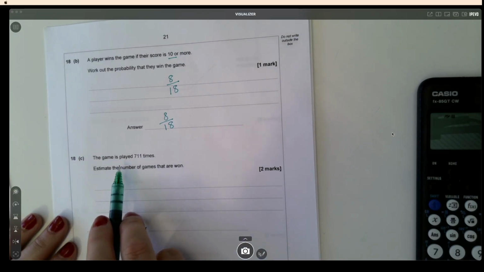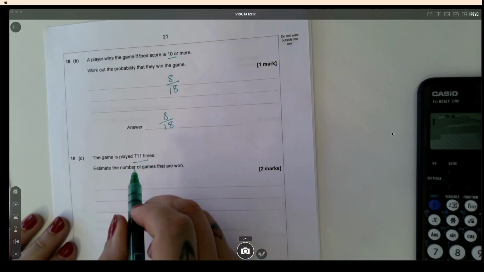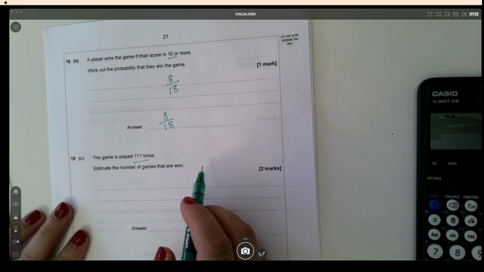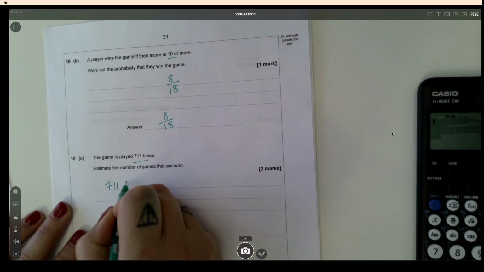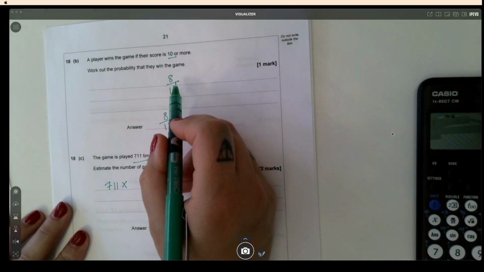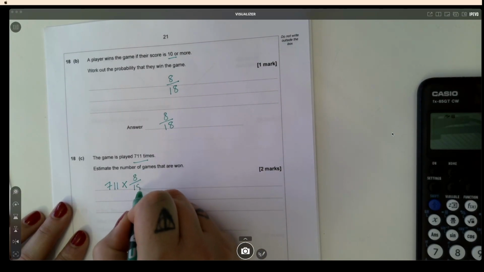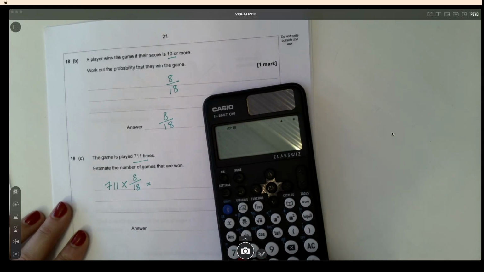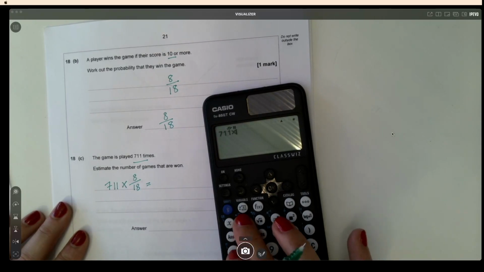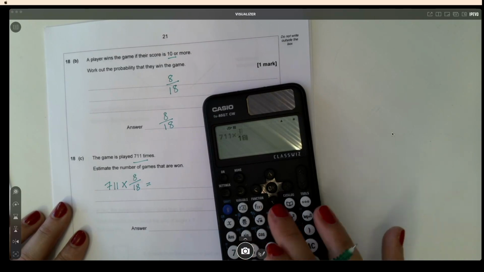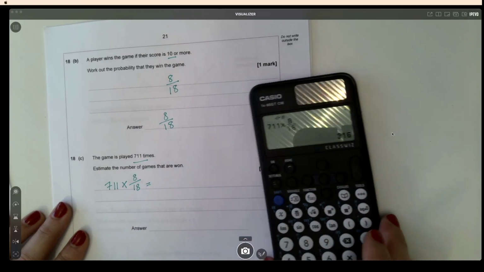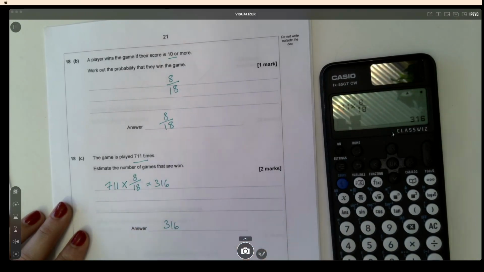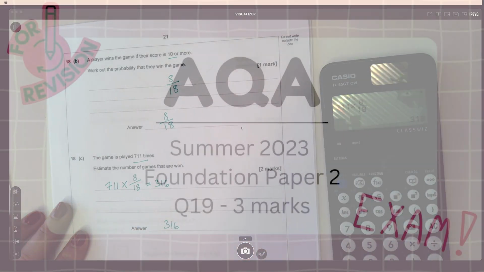18c. The game is played 711 times. Estimate the number of games that are won. So to estimate the number of games that are won, we're going to do the number of times it is played multiplied by the probability of winning. And it's a calculator paper, so I'm just going to pop that all into my calculator. So 711 multiplied by 8 over 18 is 316. So we estimate that 316 games were won.